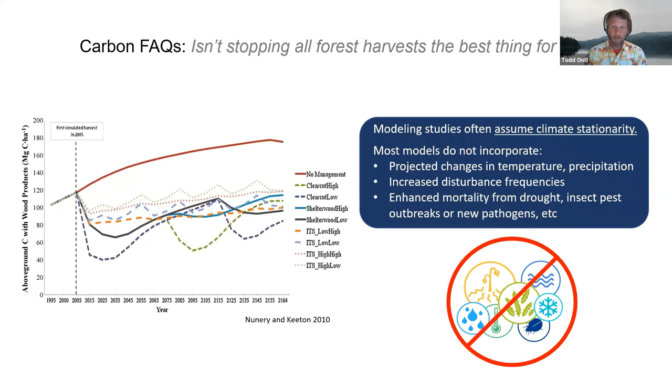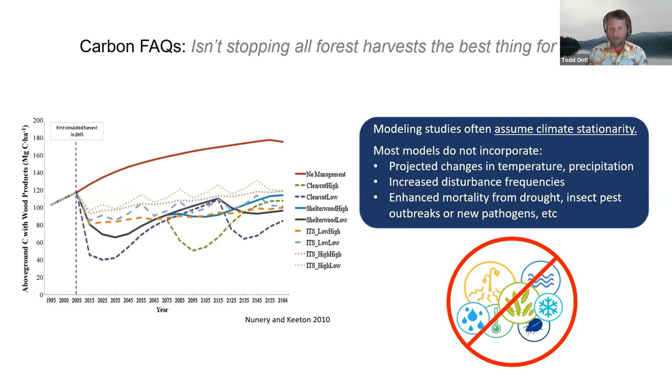The biggest one is that most models, virtually all models, assume climate stationarity. They just assume climate change isn't happening. They don't incorporate these projected changes in temperature and precipitation. They don't integrate disturbance at all, really. This no management scenario is assuming no disturbance happens in this forest, let alone the increased disturbance frequencies that we know are happening and enhance mortality. It paints a much rosier picture than what reality presents.